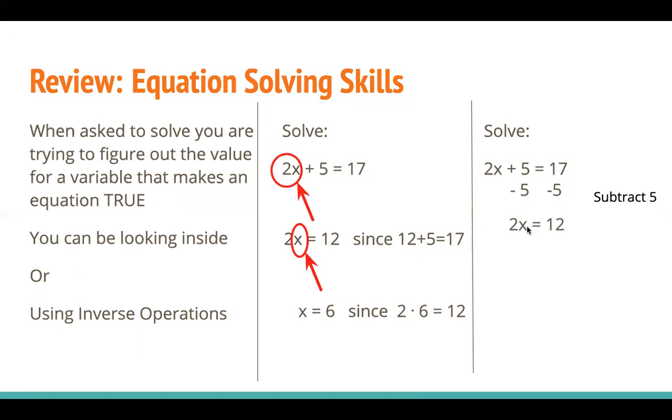Here, I know 2 times some number is 12. Well, to figure that out, I have to do the opposite, undo it, which is dividing, and it's really 2 times 6 that is 12. And so I divide by 2, and those ones, 2 divided by 2 is 1, and then 12 divided by 2 is 6. So here are two different ways of solving that equation.